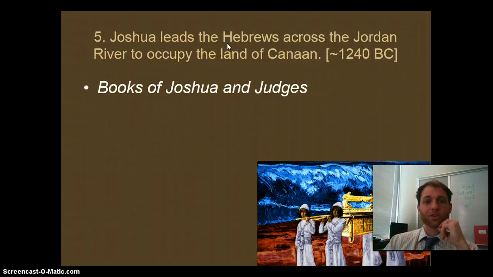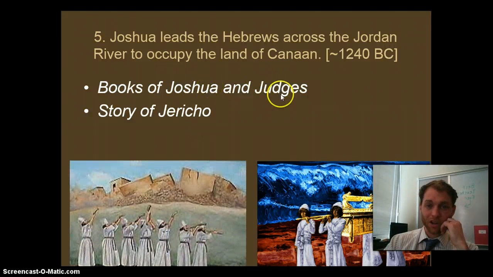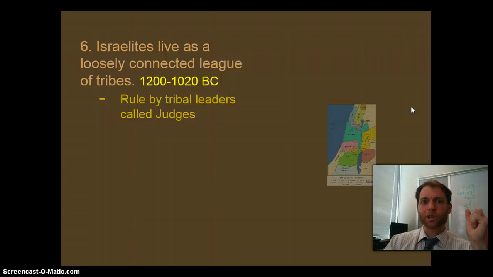Now, Joshua is actually going to lead the Hebrews across the Jordan River to occupy the land of Canaan. He pulls a Moses, and that's how they get across the Jordan River. You can read about this in the stories of Joshua in the book of Judges. The story of Jericho is part of this, and they conquer the promised land, and they kill a lot of people. It's probably the most violent book in the Bible, the book of Joshua. We'll talk about that when we get there.